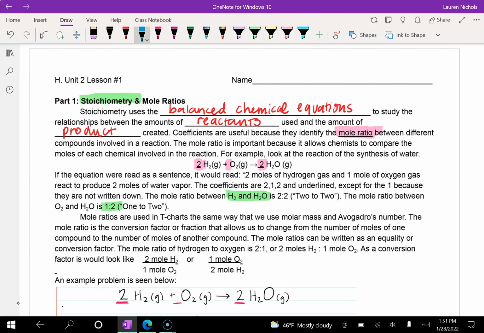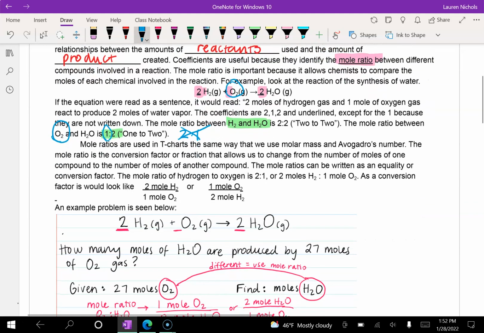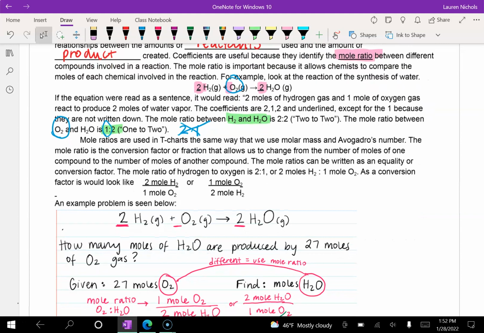Now notice it is not 2 to 1. That would be incorrect. Oxygen is listed first in what we're describing as the mole ratio, so the coefficient for oxygen must come first here, which is 1. And so we can use mole ratios in T-charts the same way that we do molar mass or Avogadro's number.